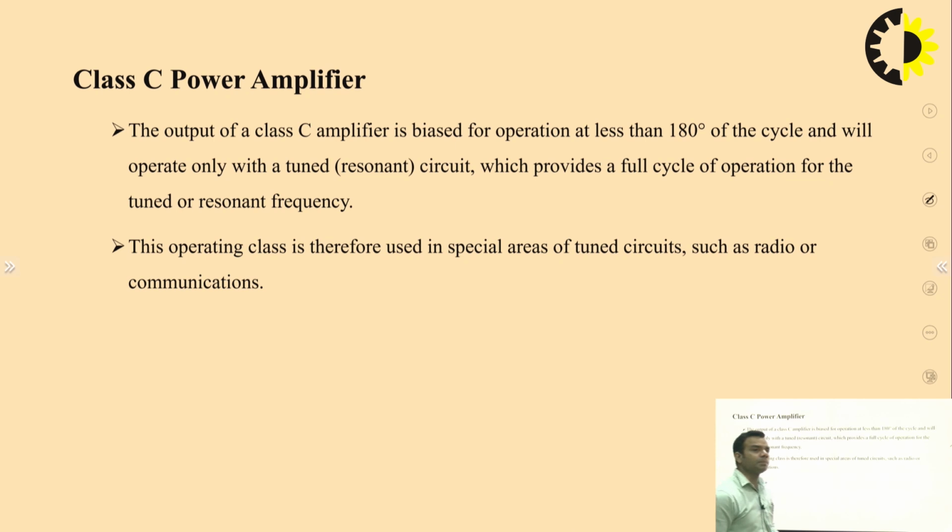Now class C power amplifiers. Class C power amplifier is biased in such a way that it will conduct less than 180 degree. Their biggest advantage is high efficiency.